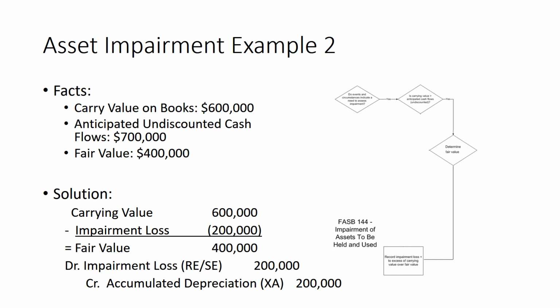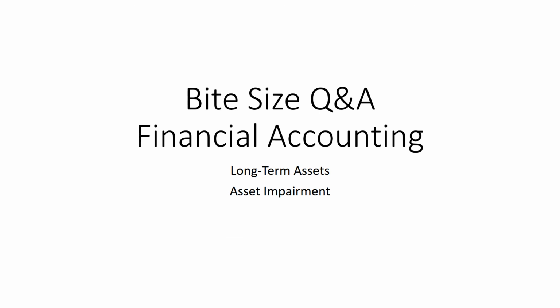We can record the journal entry. We would debit an impairment loss, which will close into your retained earnings account, for $200,000. If the asset is a tangible asset, such as a PP&E, we would credit the accumulated depreciation contra asset account for $200,000. However, if we have an intangible asset, such as a patent, then we would credit the name of the intangible asset itself for $200,000. So now you know all about the impairment of long-term assets.